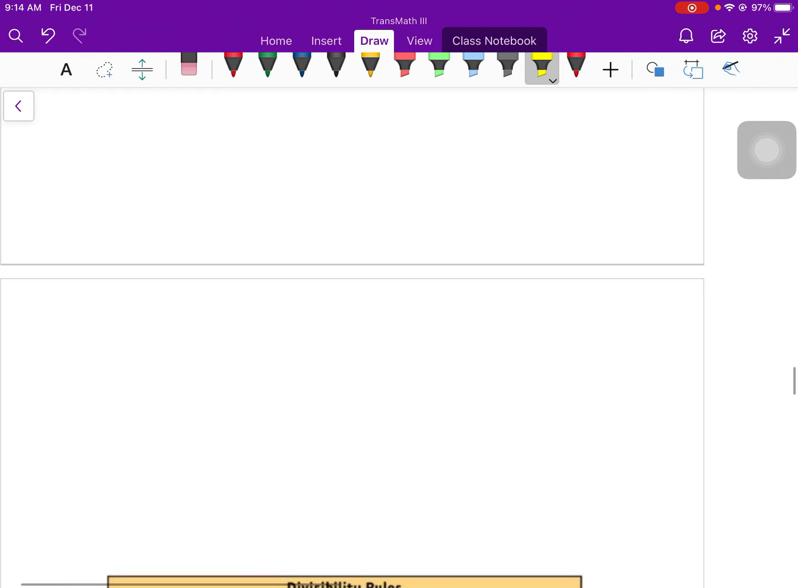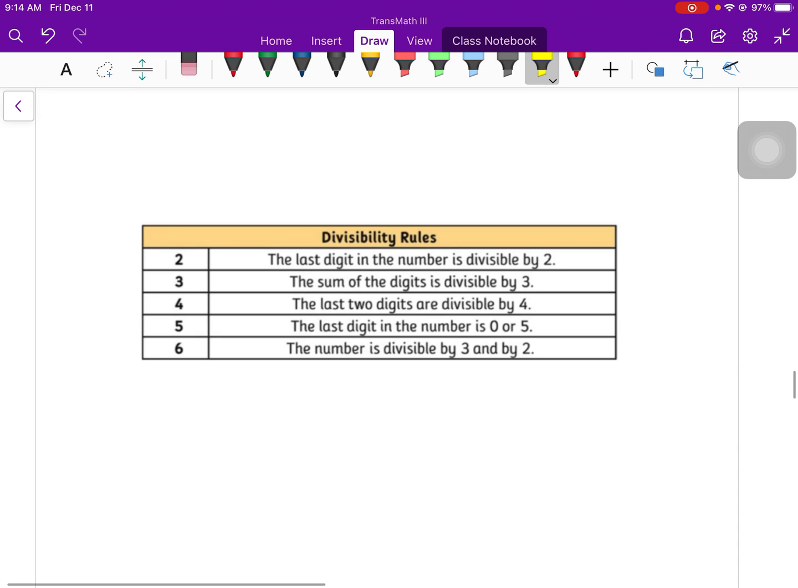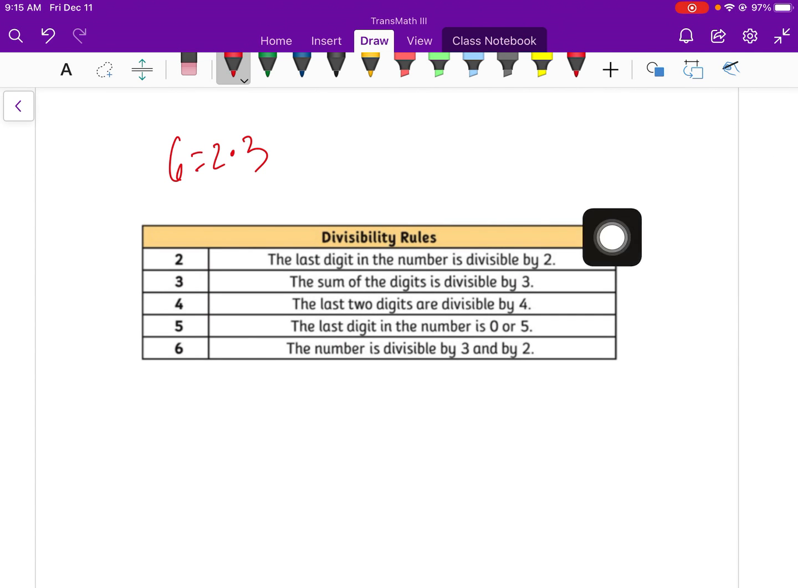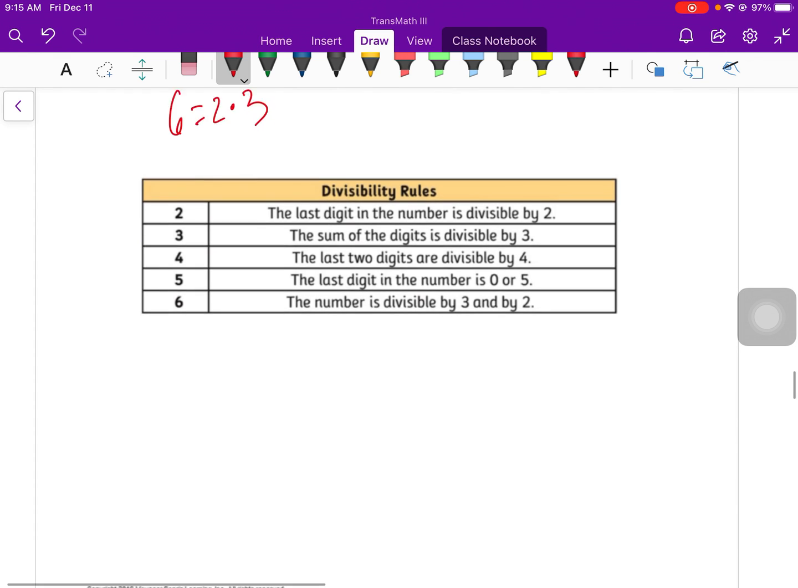Dividing by 6 is one that students forget every year. Since 6 is 2 times 3, in order to divide by 6, you have to be able to divide by 2 and by 3. So use these two rules here. Does it end in a 0, 2, 4, 6, or 8? And if you add up all the numbers, is that number divisible by 3? If both of those things are true, you can divide the original number by 6.